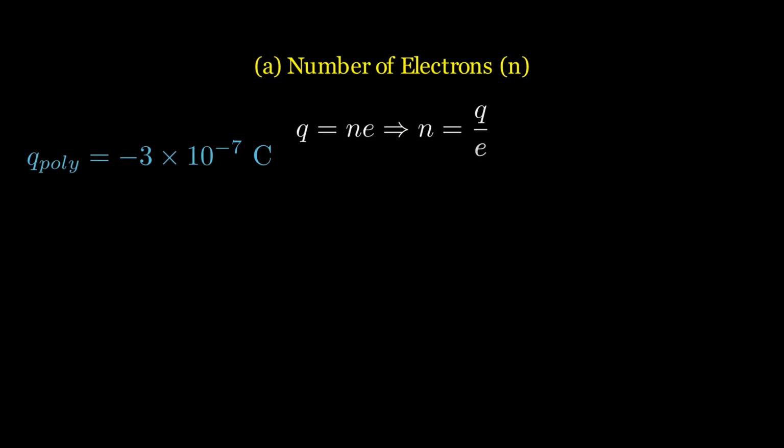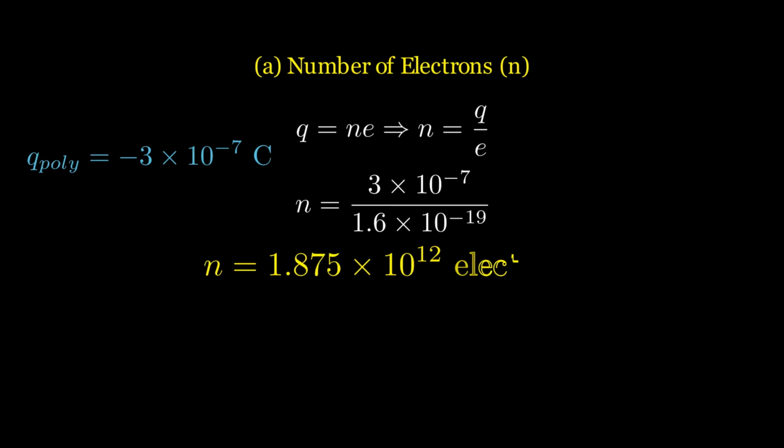We want this N. So we divide the total charge Q by the elementary charge E. That is 3 times 10 to the power minus 7 divided by 1.6 times 10 to the power minus 19. Doing the math, we get approximately 1.875 times 10 to the power of 12. That is nearly 2 trillion electrons transferred.